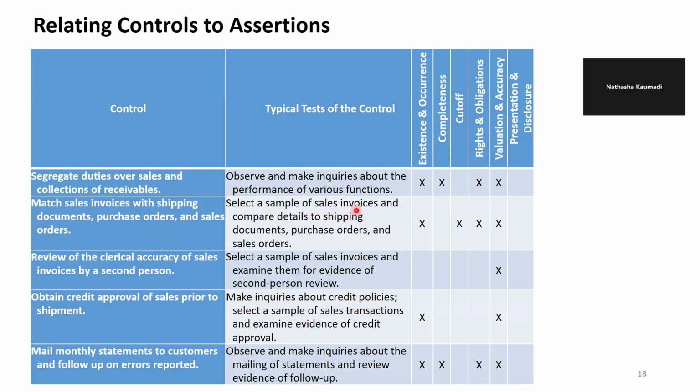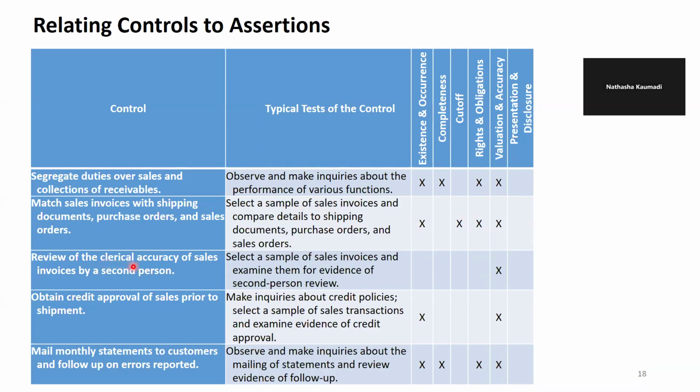Select a sample of sales invoices and compare details to shipping documents, purchase orders, and sales orders. You select a sample and you check whether you compare the details with these documents. So maybe you can verify the occurrence, cutoff. When you actually check the documents, you can see whether the transaction has been recorded in the correct accounting period, whether the debtors are actually owed to the organization, whether the values are correct. Likewise, you can cover these assertions.